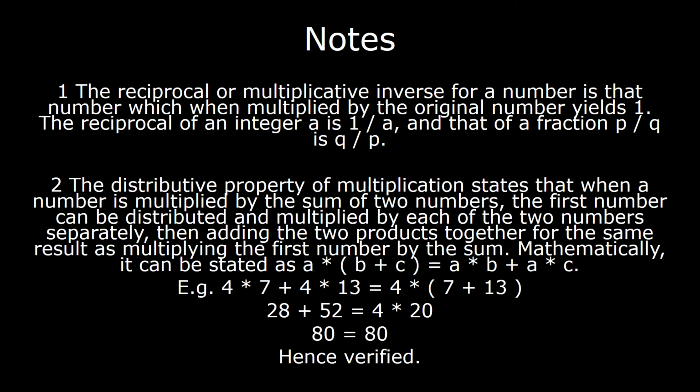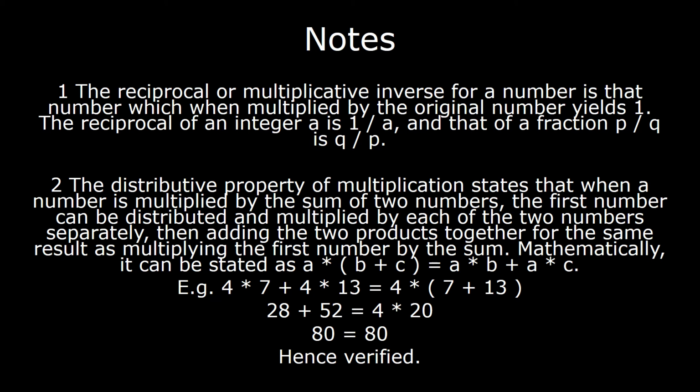Let me give an example to make this clearer and more intuitive. Let's say I give you the question 4 into 7 plus 4 into 13. Now, you could of course multiply 4, 7, 4, 13 and add those two products to get your final answer. But what is a quicker way of solving this? If you think about it, 4 into 7 is nothing but saying that I've got 7 4s, and 4 into 13 is nothing but saying that I've got 13 more 4s. So you are adding a group of 7 4s and 13 4s.